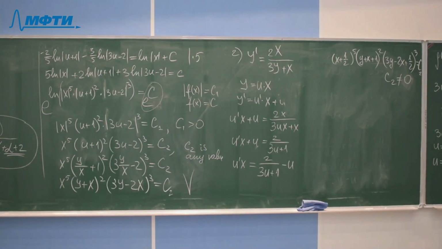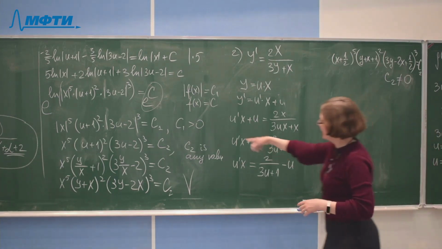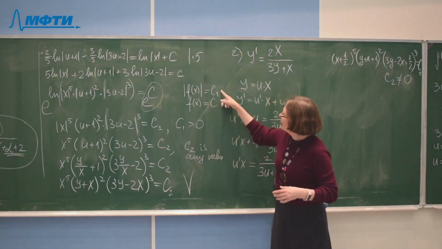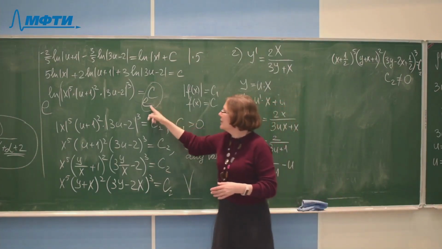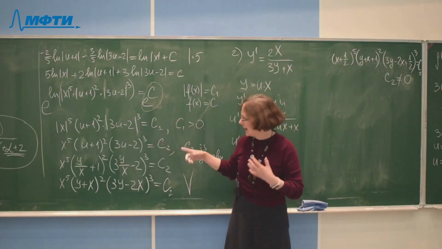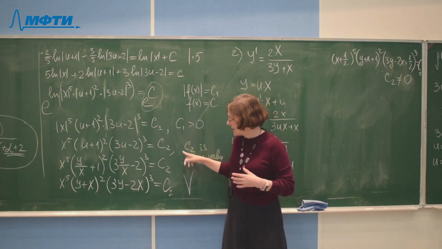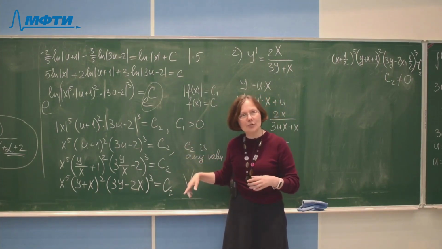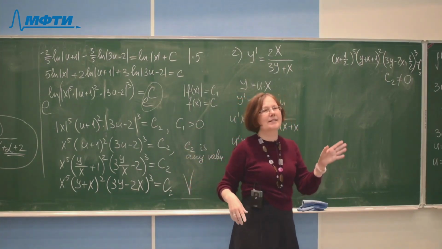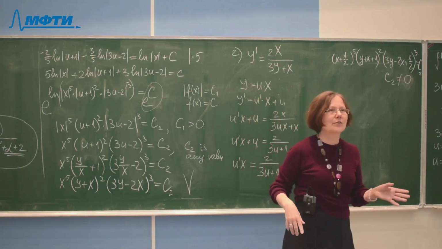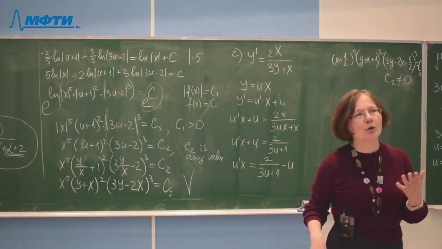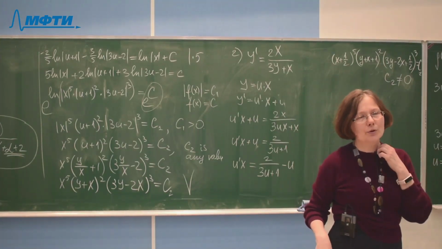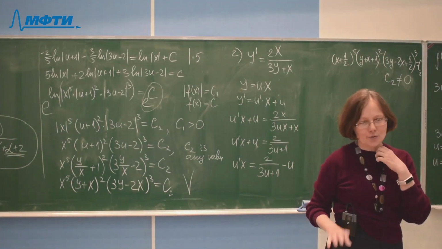But it follows from here that c should be greater than 0, because e to c can't be equal to 0, right? So this is an additional value of c2, and we should consider this case when c2 is equal to 0. Will it lead to a solution or not? So we should solve this problem. So bye, see you later.